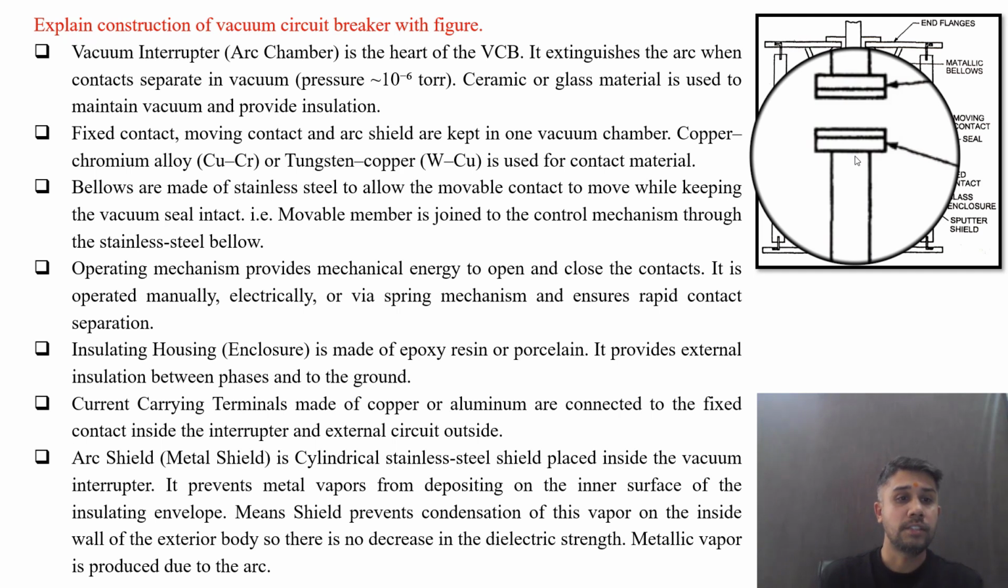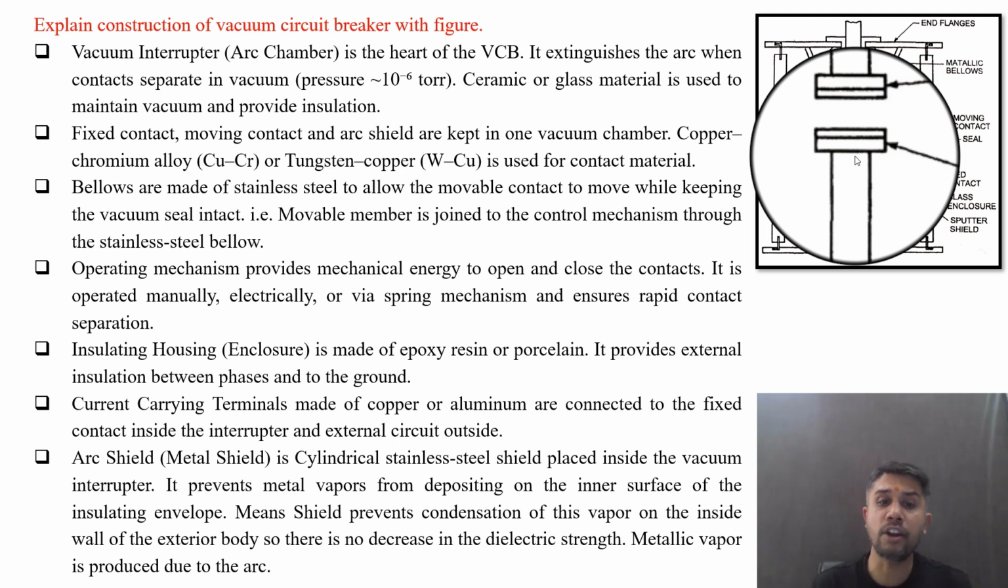Now, the operating mechanism provides mechanical energy to open and close the contacts. It is operated manually, electrically or via spring charge mechanism and ensures rapid contact separation, that is from fixed contact to moving contact separation like this. Insulating housing, that is the enclosure, is made up of epoxy resin or porcelain material. It provides external insulation between phases and to the ground.